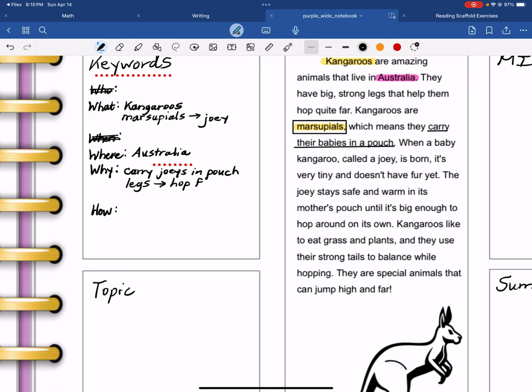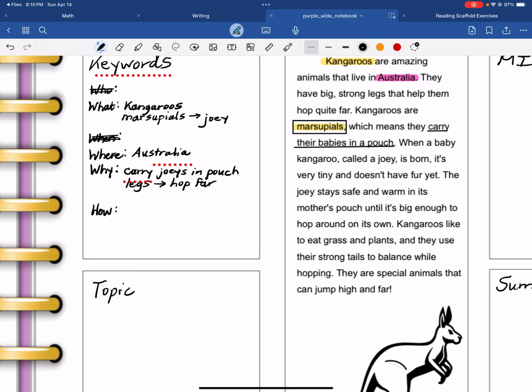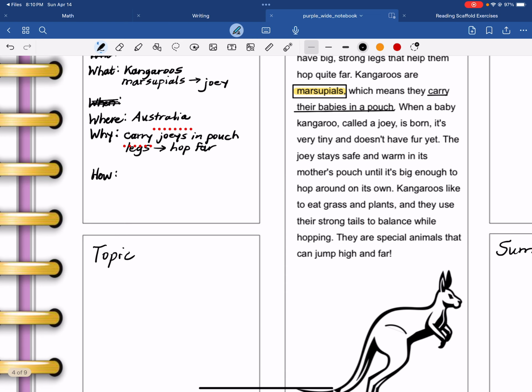quite far. And I'm not sure what these red things are. I think it thinks I'm misspelling words, but I'm going to have to get rid of that. I don't like that up there. I won't do it right now. But so the legs are strong. They use those legs for a very specific purpose.